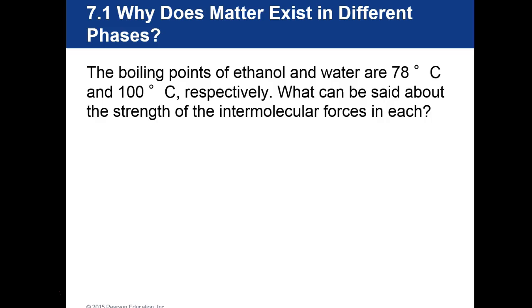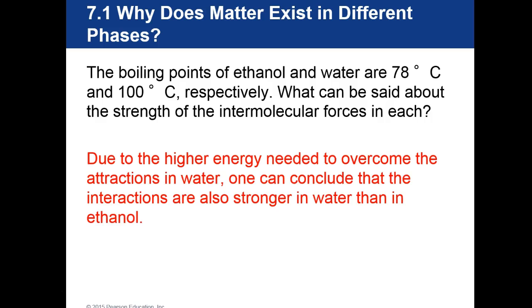So let's think about this. The boiling points of ethanol and water are 78 degrees Celsius and 100 degrees Celsius respectively. What can be said about the strength of the intermolecular forces of each? Well, due to the higher energy needed to overcome the attractions in water, we can conclude that the interactions are stronger in water than ethanol. So if you had ethanol sitting out and water sitting out, the ethanol would evaporate much faster.